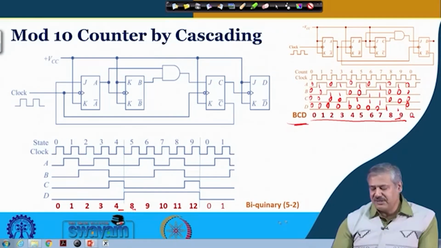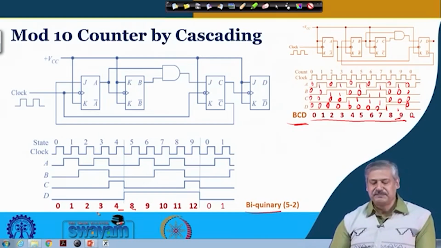So this is called a BCD counter, and the other one is called a biquinary counter, a 5-2 counter, right.